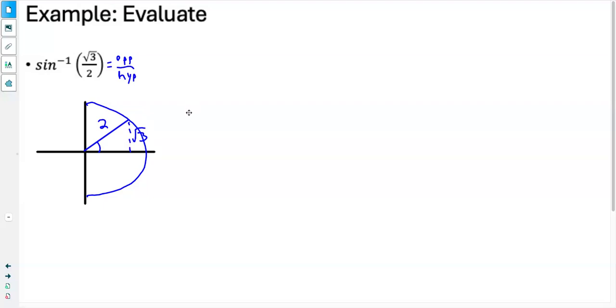So we know that this is going to equal pi over 3.